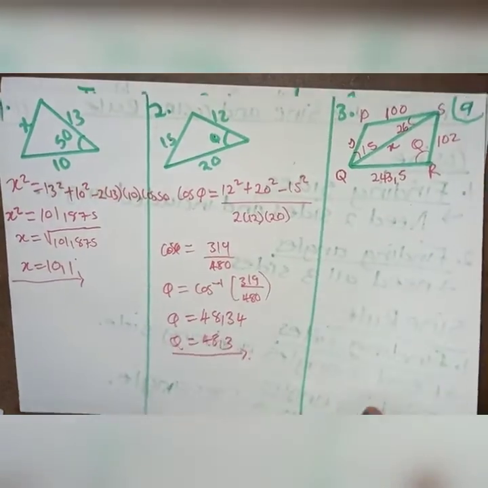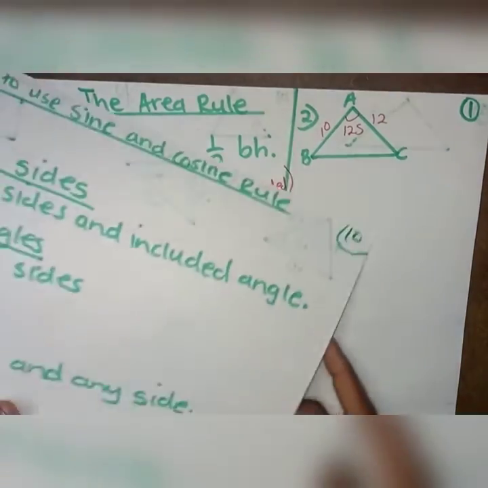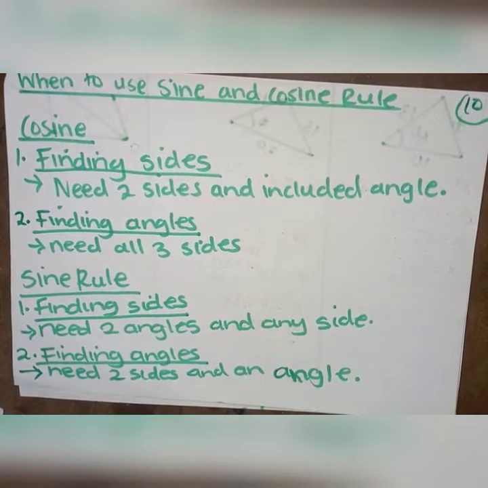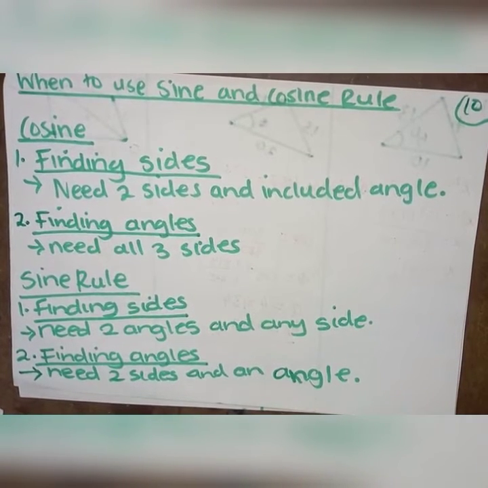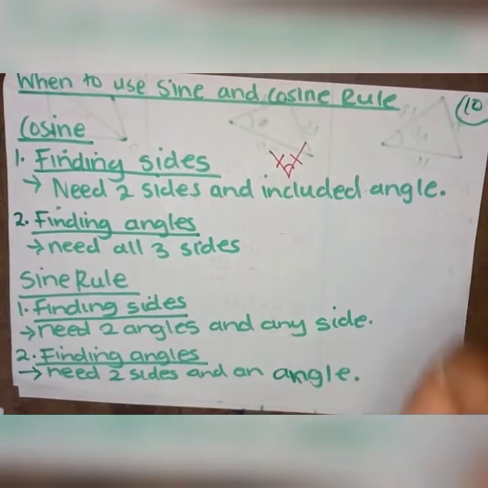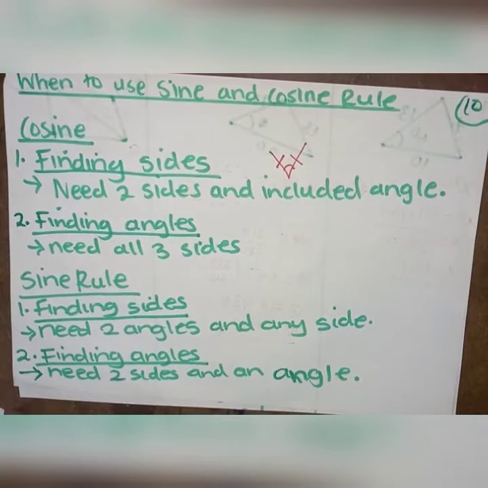Okay, so the last part, which is very, very important, is to know when must I use the cosine rule and when must I use the sine rule. We will use the cosine rule when we have two sides and an included angle. Two sides and an included angle is something like this. These are the sides and the included angle would be at the center there.